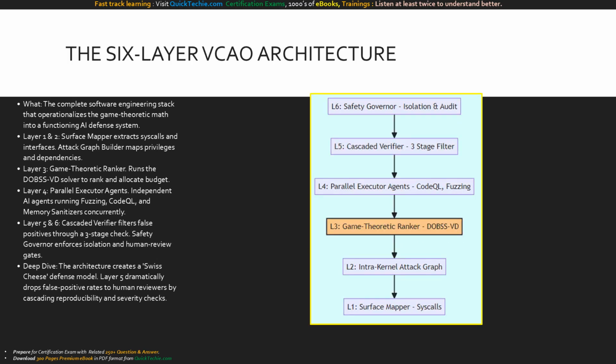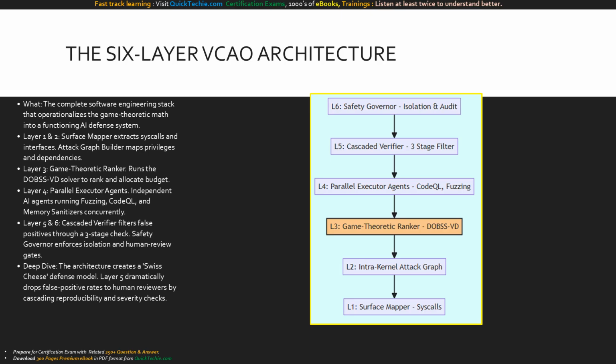We use the 6-layer VCAO architecture. This is the complete software stack that operationalizes our theory. Layer 1 is the surface mapper, an AI agent that extracts all syscalls and parsers. Layer 2 is the attack graph builder, mapping the control flow dependencies. Layer 3 is the brain, the game theoretic ranker running our DBSSVD solver. Layer 4 houses the parallel executor agents. Here, independent AI agents concurrently run dynamic fuzzing, CodeQL, and memory sanitizers across the targets designated by Layer 3.